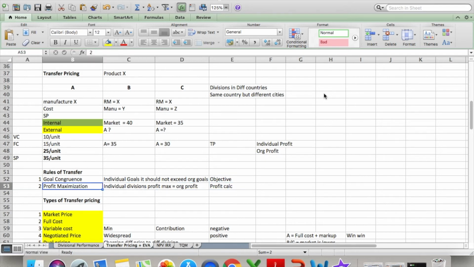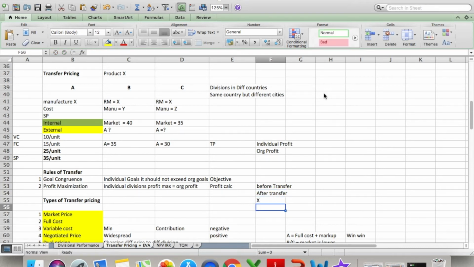The second rule of transfer pricing is profit maximization. Individual divisions, if they maximize their profit, their overall profit will be maximized. So two things that we're going to look at in transfer pricing is, number one, what was the objective of transferring the product? Number two, what is the profit calculation before the transfer and after the transfer of product X?